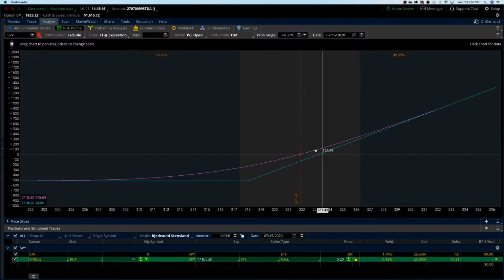The purple line here, now one can very easily see where it's going to be at expiration. That blue line at different prices represents the intrinsic value of the option. This purple line represents the extrinsic or premium value of the option. So if I were to sell that right now, I wouldn't take a loss. I wouldn't take this $139 loss.